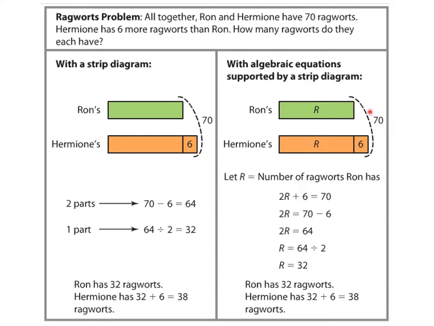And now from our diagram we see that we've got 2 pieces of length R plus 6 equals 70. So that's how we come up with this equation. And then we just do some algebra. Subtract 6, divide by 2, and we get that R is equal to 32. So same answer. And again, notice that the arithmetic is basically the same as what we did with strip diagrams. We just had a slightly different way of getting to that arithmetic.